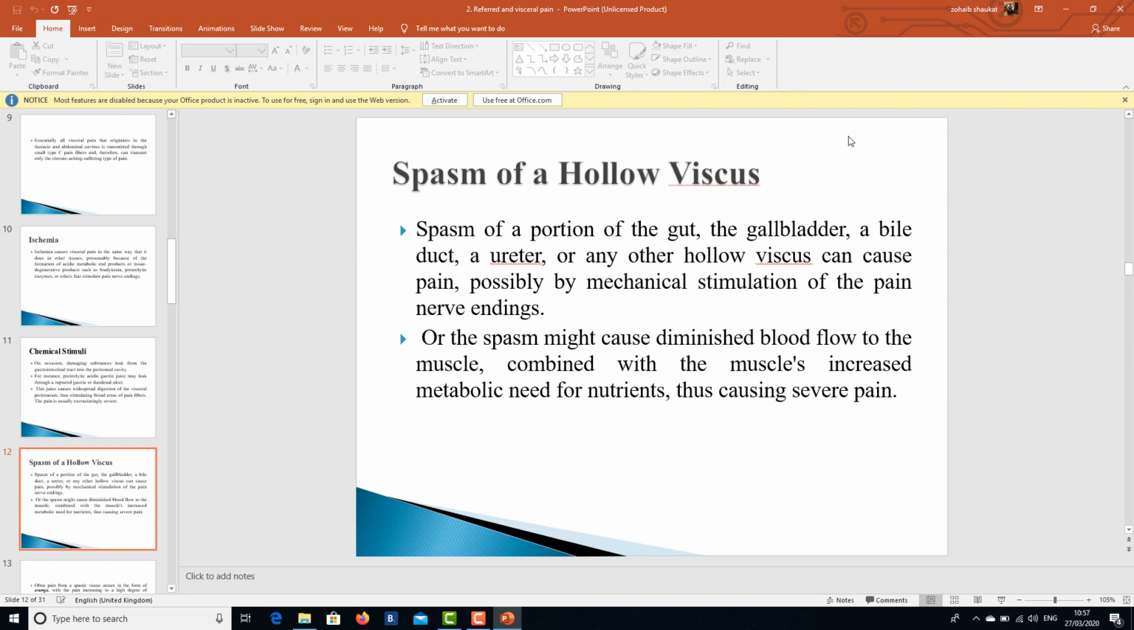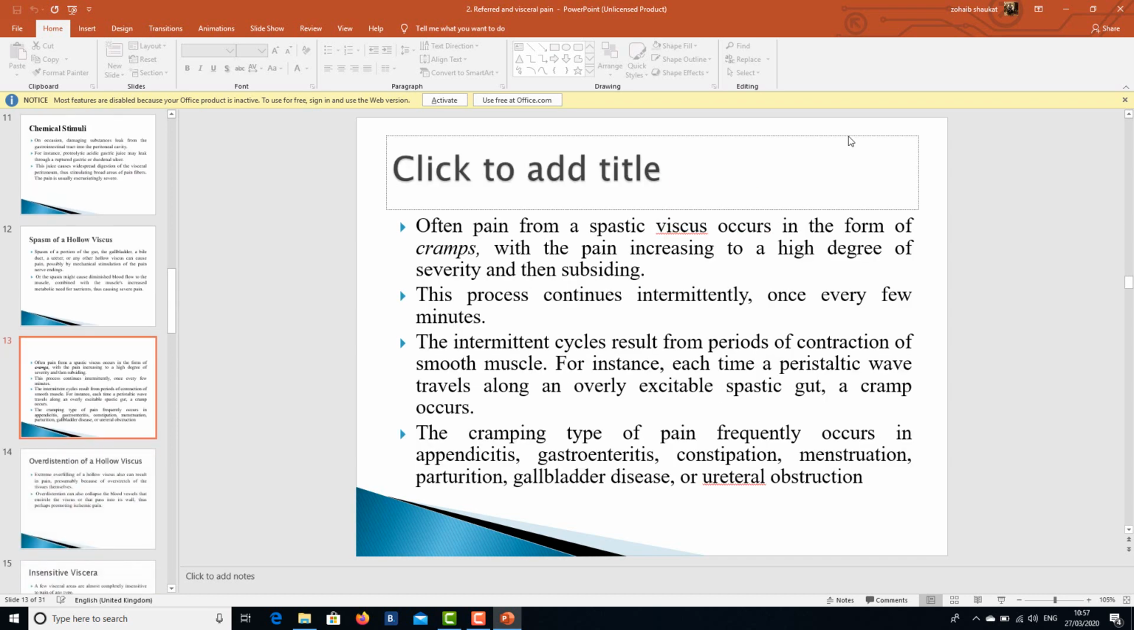augment one another so that there is development of severe excruciating type of pain. Now, often the pain from the spasmic viscera occurs in the form of cramps. What is this cramps? That the pain comes and goes, that the pain increases to a high degree of severity and then it subsides. Then again it comes and goes to high degree of severity and then subsides.